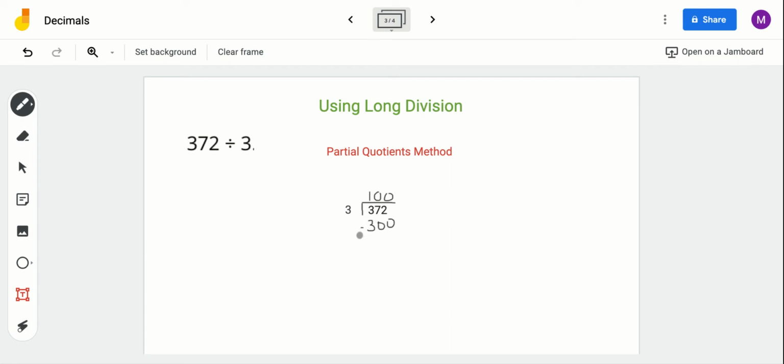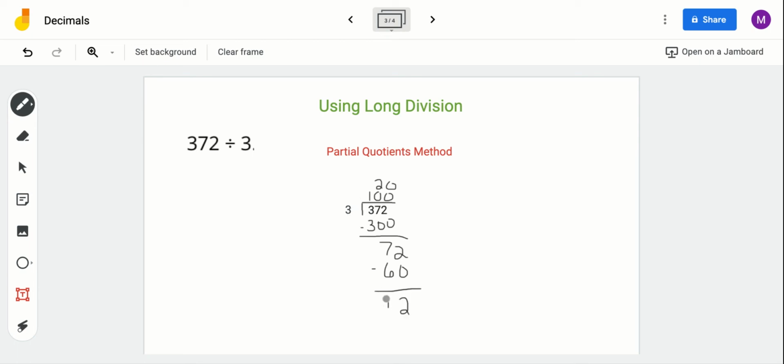And so I subtract that, and I end up with 72 left. So I can't multiply 100 times 3 anymore. Those are all the hundreds. I could get 300. So 10 would give me 30. 20 would give me 60. 2 threes would be 60. 3 threes would be 90. That's too much. So I can take 20 groups of 3. So 20 times 3 is 60. And I subtract that, and I end up with 12.